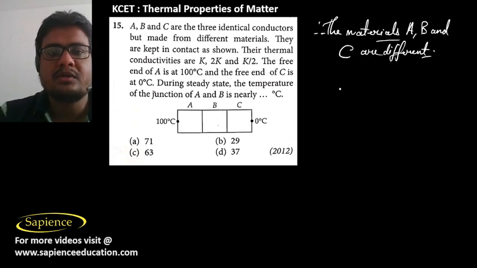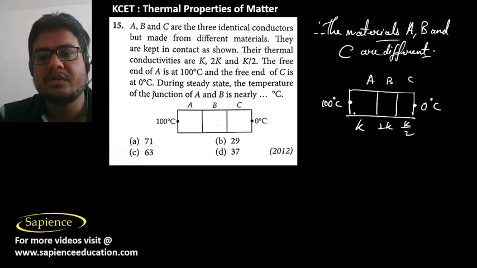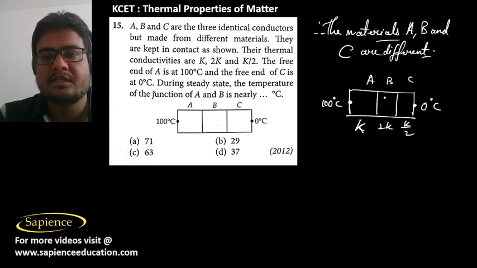They are kept in contact as shown. So they are kept in contact, A, B and C. And this end is at 100 degrees Celsius. The free end of A is at 100 degrees Celsius and the free end of C is 0 degrees Celsius. And their thermal conductivities are K, 2K and K by 2. It means the thermal conductivity of A is K, of B is 2K, and of C is K by 2.